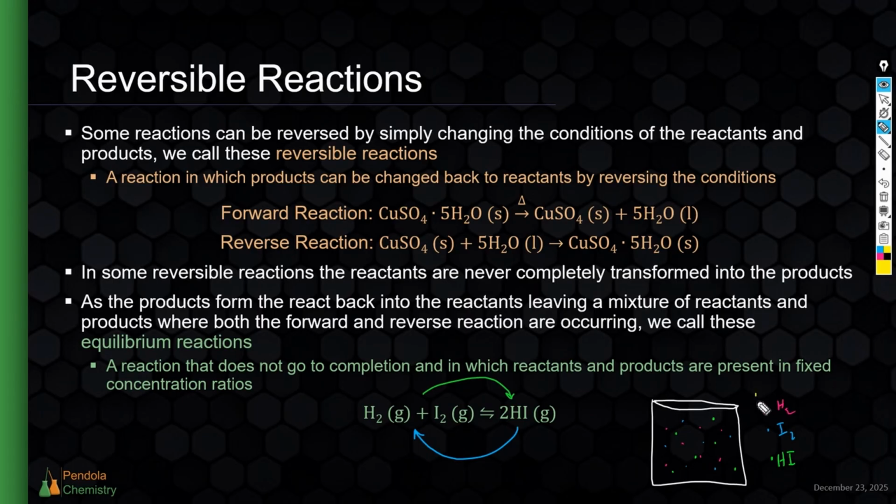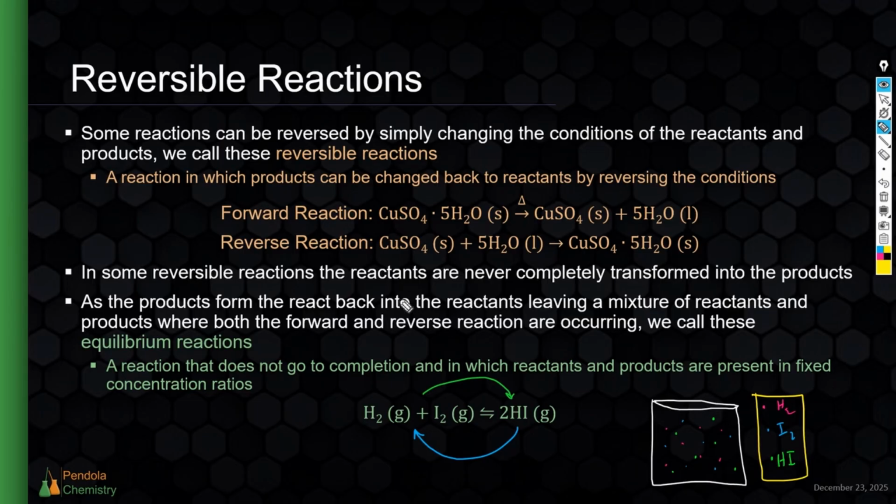It has H2 and I2, which are reacting together to become HI, and it has HI, which is decomposing into H2 and I2. So because it's back and forth, back and forth, back and forth all the time in this reaction, that container is never going to have just H2 and I2. It's never going to have just HI. It's always going to have a mixture of all of them. That's what we call an equilibrium reaction.